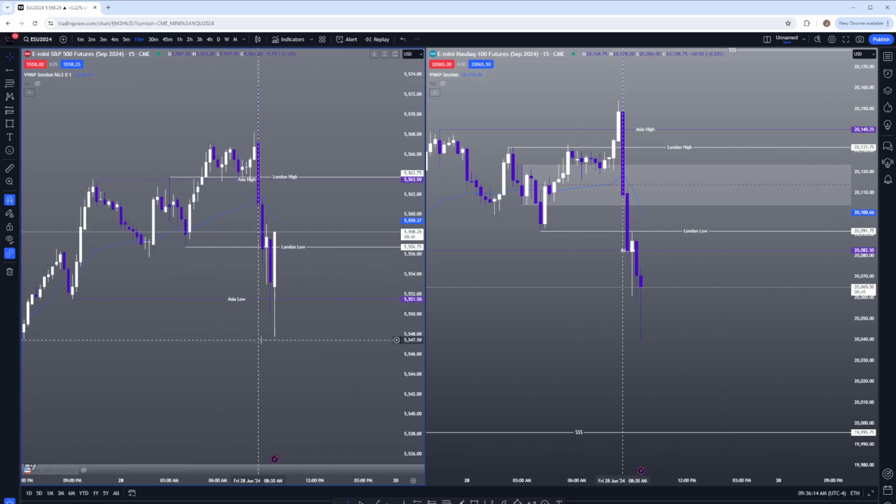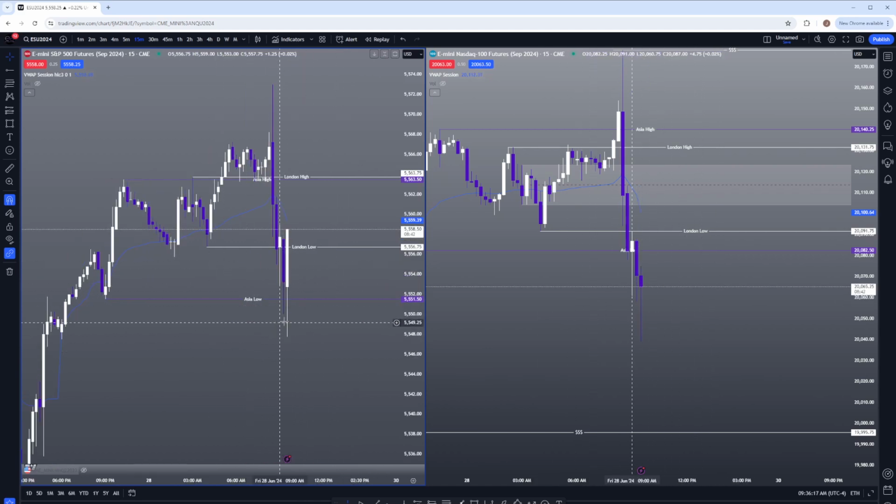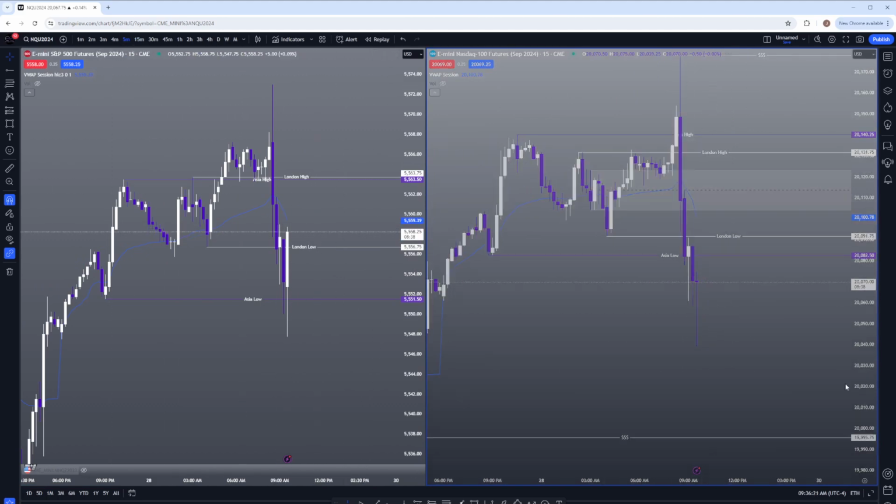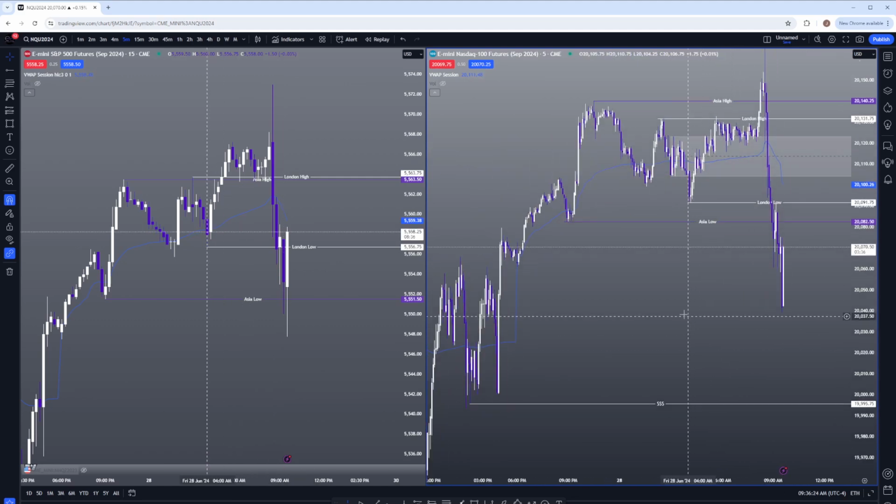We see that Asia low did not displace. We did not displace Asia low here on ES. We did on NQ. See if we have any divergence down at the lows here.